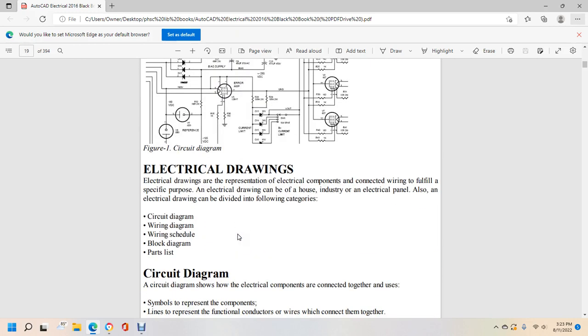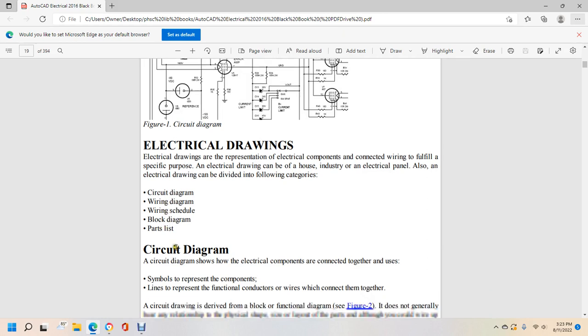Electrical drawing. Electrical drawings are representations of electrical components with connected wires, fulfilling a specific purpose in industry, such as an electrical panel. Also, electrical drawings can be divided into the following categories: circuit diagram, wire schedule, block diagram, and part list.